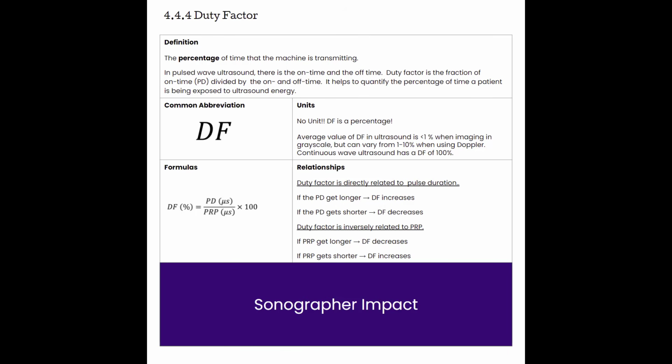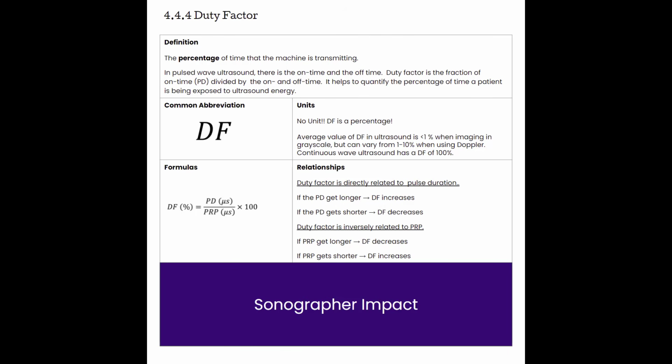So we have duty factor being directly related to pulse duration. If we have a long pulse duration, that means more talking time, we'll see that the duty factor increases. If the pulse duration is shorter, then we'll see that the duty factor decreases. Duty factor then is inversely related to pulse repetition period.